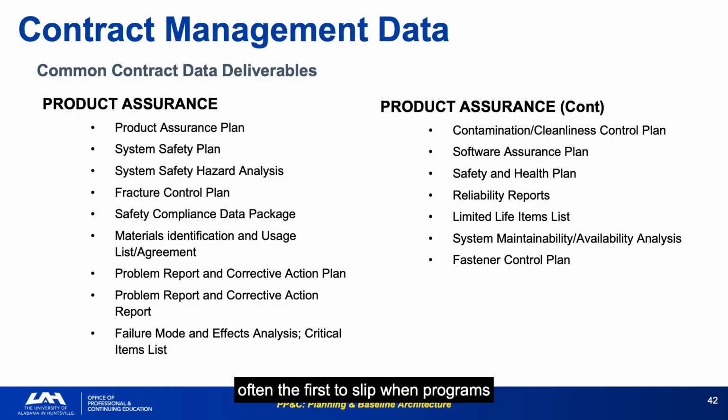Product assurance deliverables are often the first to slip when programs are under schedule pressure. They're seen as paperwork rather than critical path items. Track them as early warning indicators of broader schedule health. Reviewing product assurance deliverable status monthly, as part of the routine contractor reporting review, provides early visibility into technical compliance issues before they surface as formal findings during a major review.